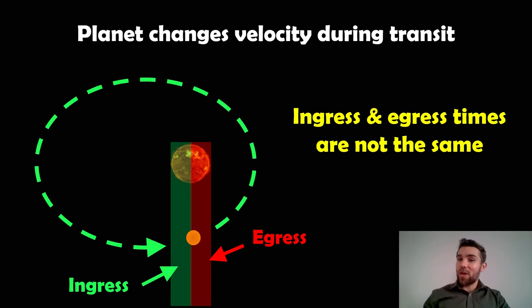Now, if it's elliptical, it begins to change. And if we are on a part of the orbit that is not at the apocenter or pericenter, then your ingress and egress times are not going to be the same. So if you have a look at this here, if we were to view it in this configuration, we would expect that the first part, the ingress, is going to have a different time to the egress, because the velocity across that is changing. So we're going to expect an asymmetric transit in this particular situation.